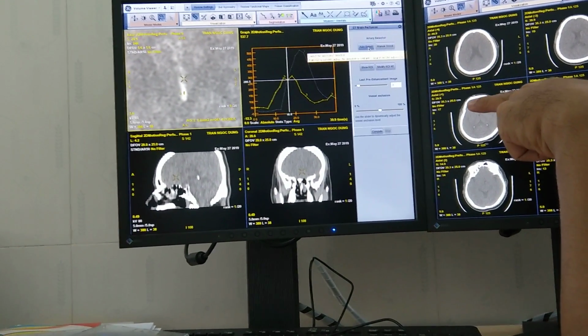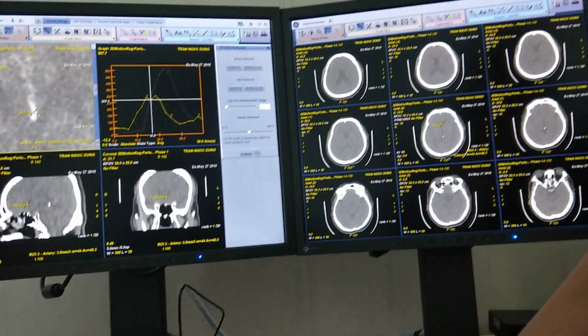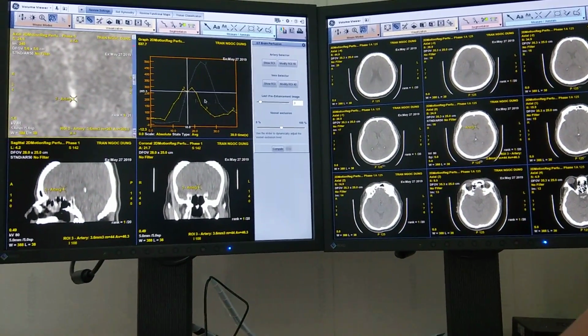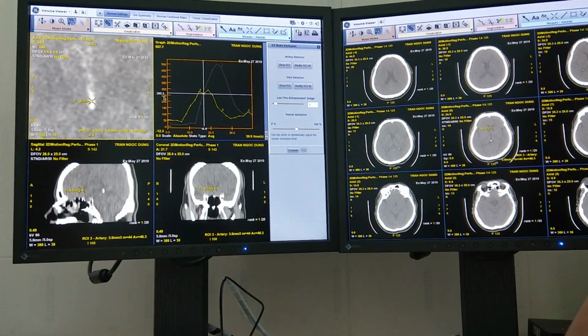So I go to auto select. So we find this is the artery, my new artery. Okay. That's how you modify. Sometimes the computer will not get accurate.